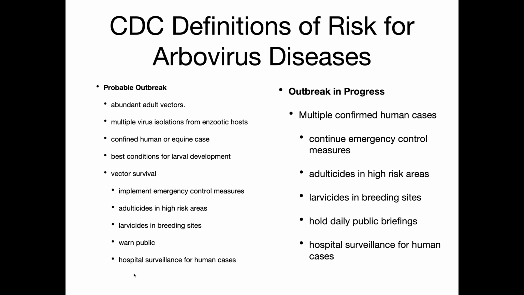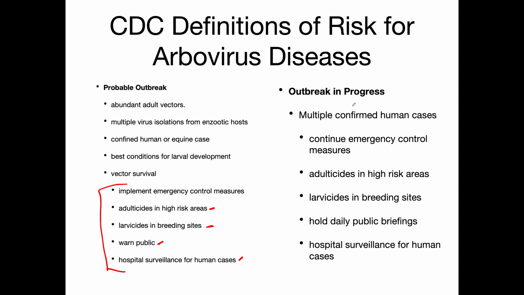Then we have probable outbreak and outbreak in progress. A probable outbreak means that we have a whole population of adult vectors. We have a confirmed case in humans or horses. We have a great survival environment for larvae. Larvae are able to survive very well, and they're in their best conditions for development. Also, the vector survives. And if this is the case, then the CDC recommends these 5 things here: implementing emergency control, putting adulticides in areas that are high risk, putting larvicides in areas that are known breeding sites. This is when you start hearing from the CDC to warn the public. That's what was going on in the very early portion of the Zika outbreak. And then surveilling hospitals to see if any human cases of that particular disease show up.